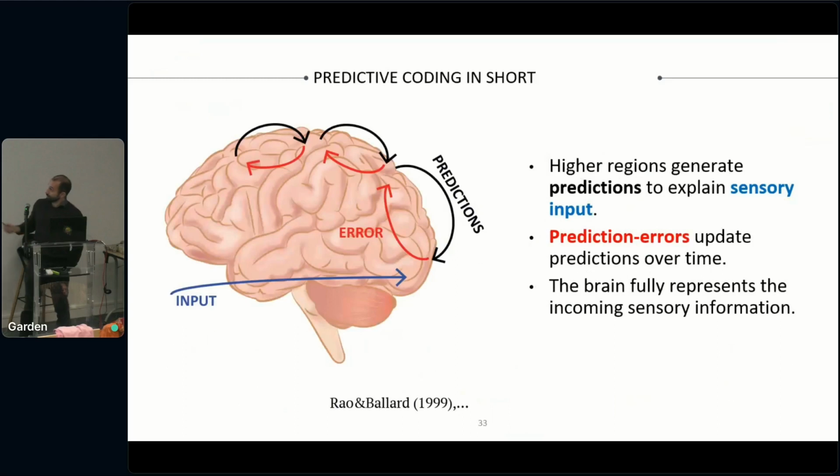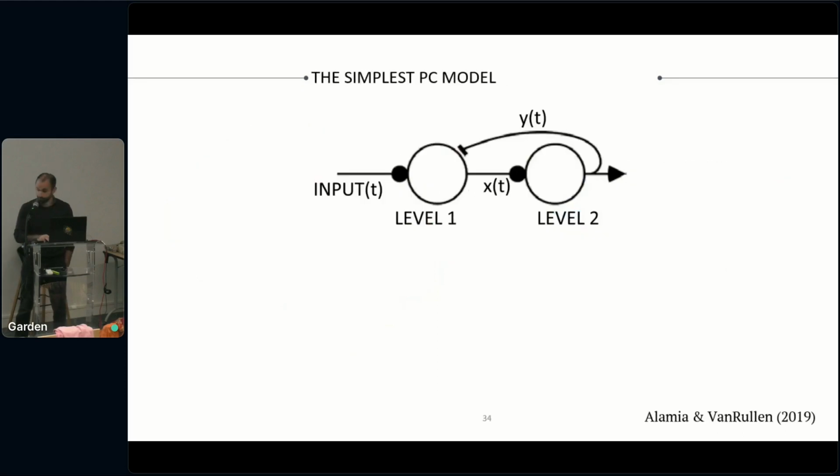Let me remind you in a nutshell what predictive coding is. The idea is that sensory systems are thought of as generative hierarchical processes, where a higher region predicts the activity of a lower region, and the difference between the prediction and the actual activity is called prediction error and is used to update the next prediction. The intuition is that the brain has a model of the world that allows us to interact efficiently with the environment. And that's basically what we did.